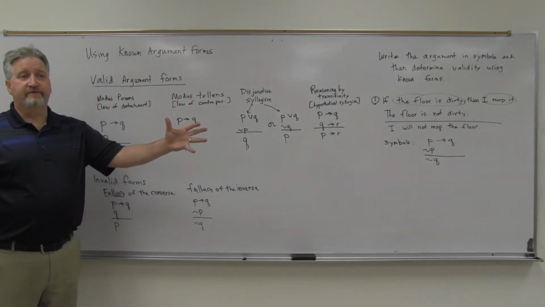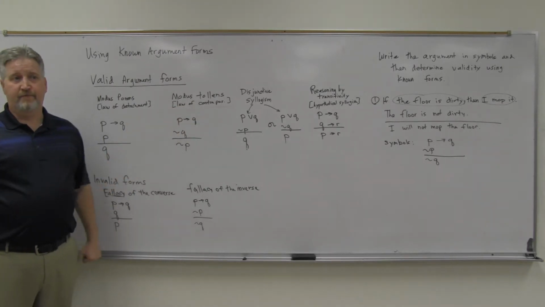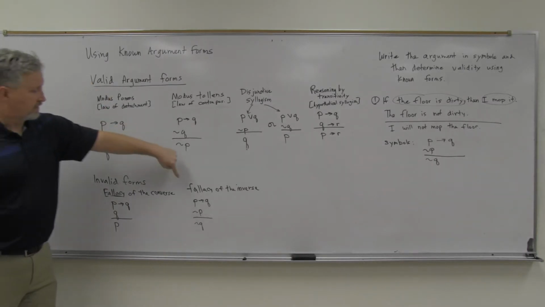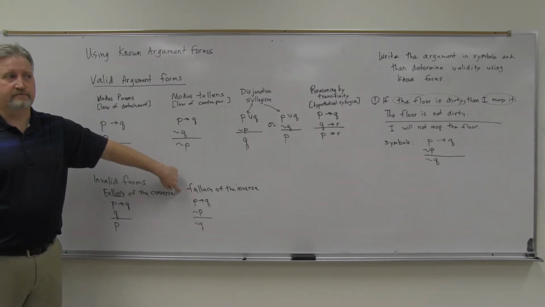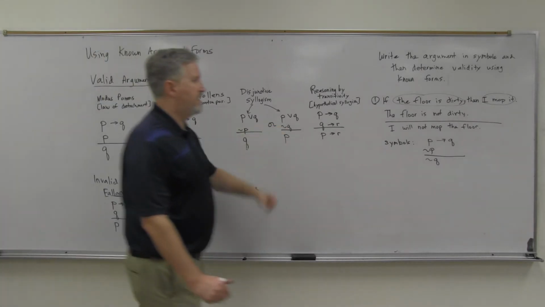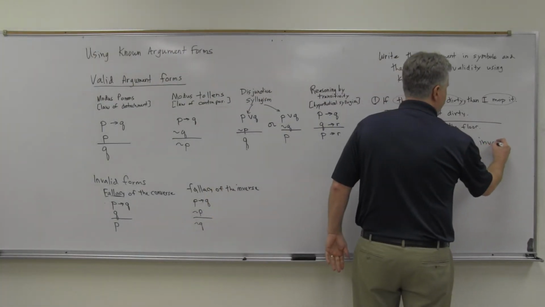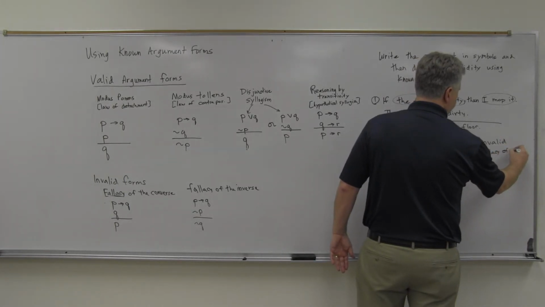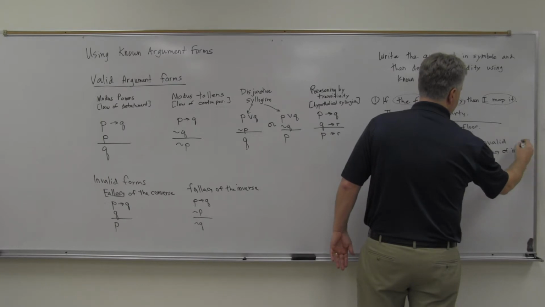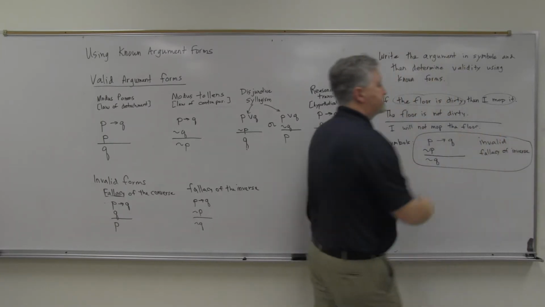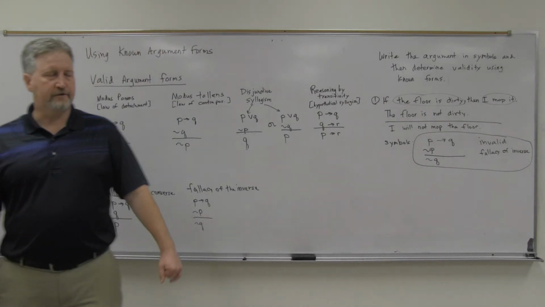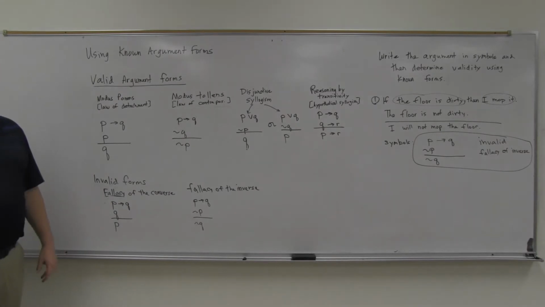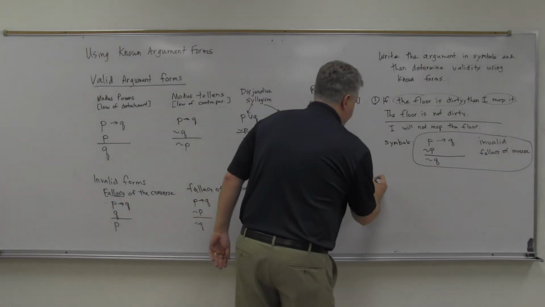So now it's just matching. Using these known forms, is that valid or invalid? Invalid. Why? Fallacy of the inverse. We got the fallacy of the inverse, don't we? It matches up with this one. So this one's invalid, it's a fallacy of the inverse. So the ones like this in the homework, that's what I want you to try to do. Given symbols, valid or invalid, which form? Okay? All right.